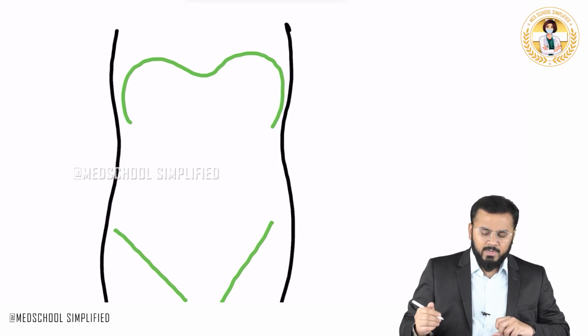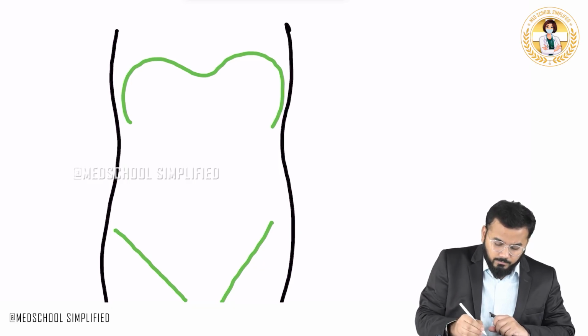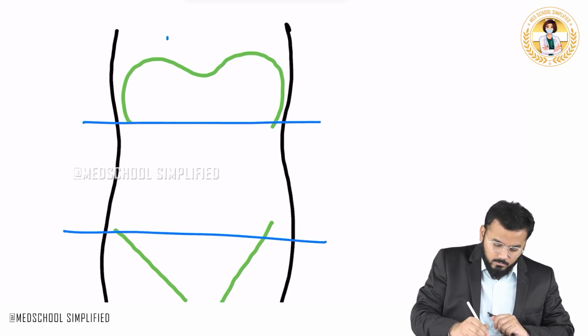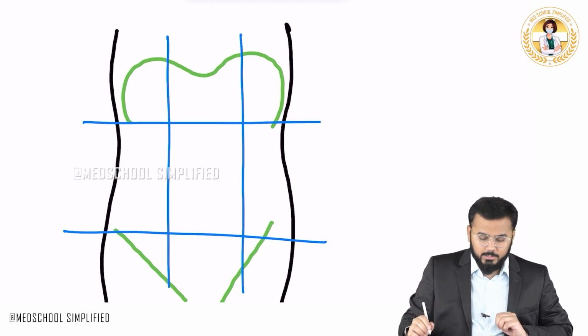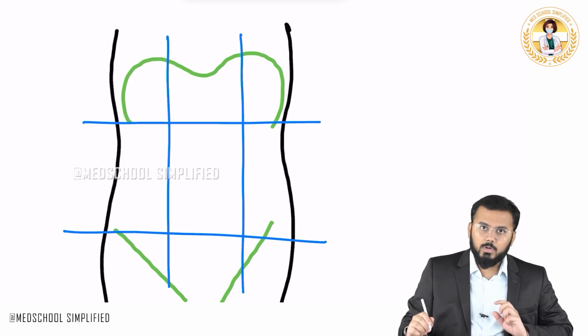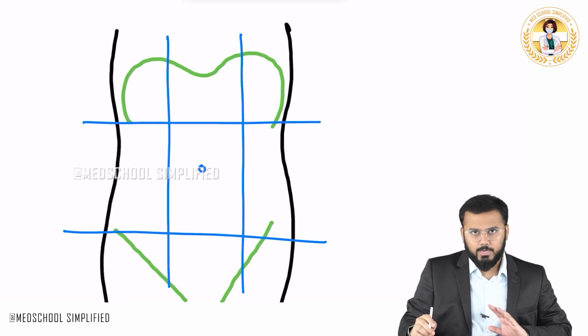So you divide this abdomen into 9 regions. Like this. Simply you divide this abdomen into 9 regions. There are 3 stories: upper story, middle story and lower story. The upper story has got 3 boxes, the middle one has got 3 and the lower one has got 3. In the middle one we have got the umbilical region. All of you know that, right?